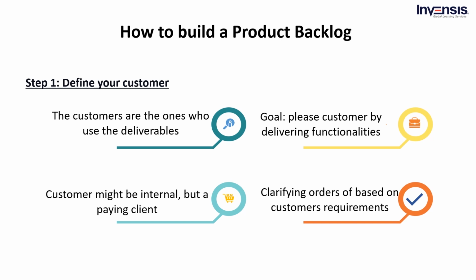Identify who is the person who represents the customer's voice and ensure that in the eyes of this person, what you deliver brings them worth. A customer might be internal, such as colleagues or other departments, or external, such as a paying client. When you have multiple customers, you may want to prioritize them. Clarifying the order of requirements based on customers will save you from inconvenience during the execution phase.